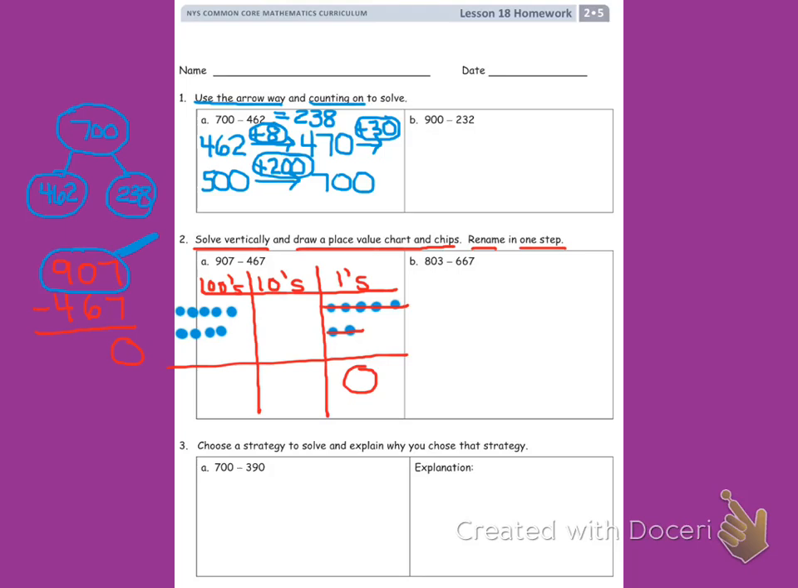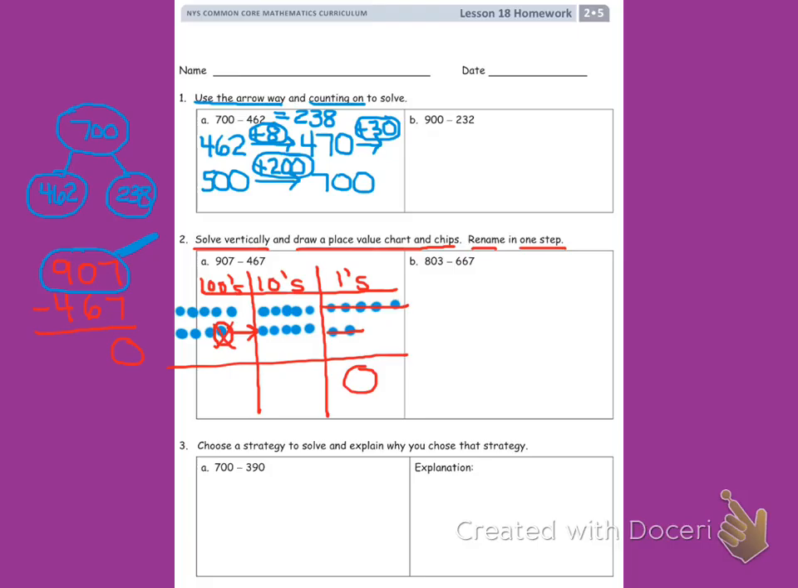So what you need to do is unbundle a group of 100 and move it over to the tens place. I know that 10 tens makes 100, so I'll draw them here. 1, 2, 3, 4, 5, 6, 7, 8, 9, 10. I'll cross this out so I don't accidentally count it again.